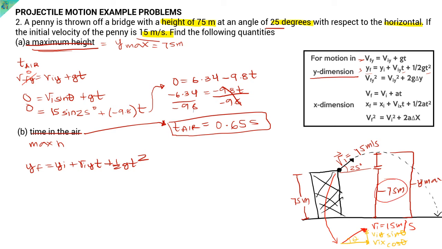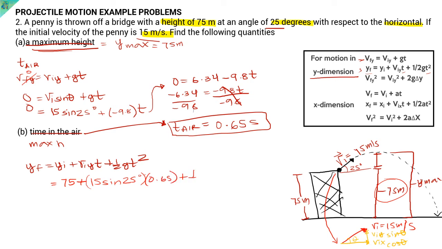Again, let me reiterate. The YI here would be the initial position of the penny before it reaches the maximum height, or YF. And that is actually 75 meters, the height of the bridge, plus the initial velocity on the y-axis. Again, initial velocity on the y-axis. So that's VI sine theta, which is 15 sine 25 degrees, multiplied by time. And our time is actually 0.65.